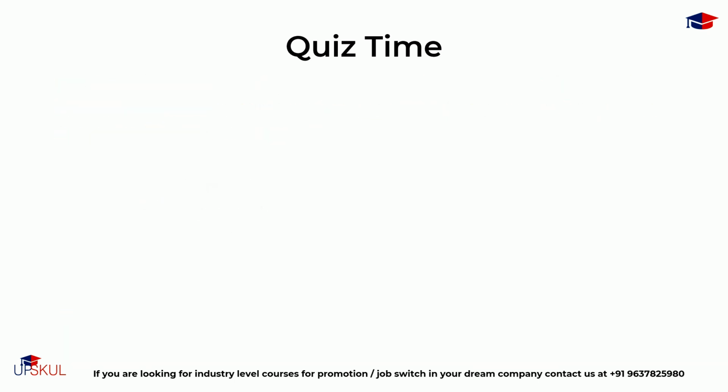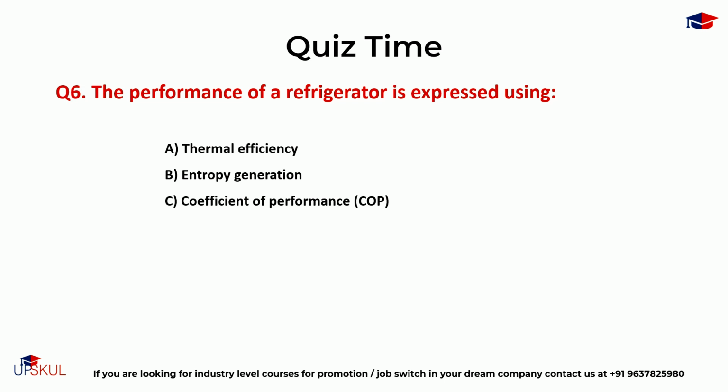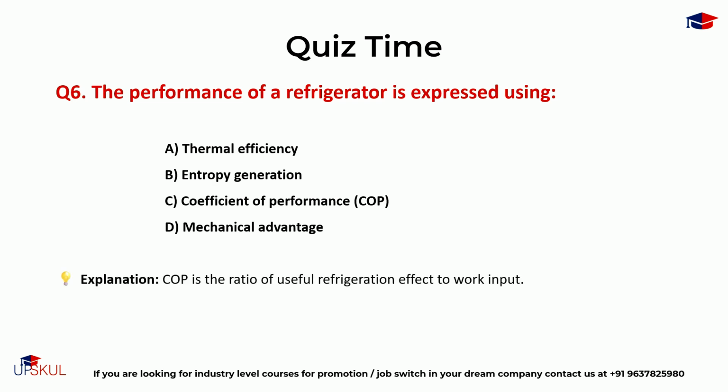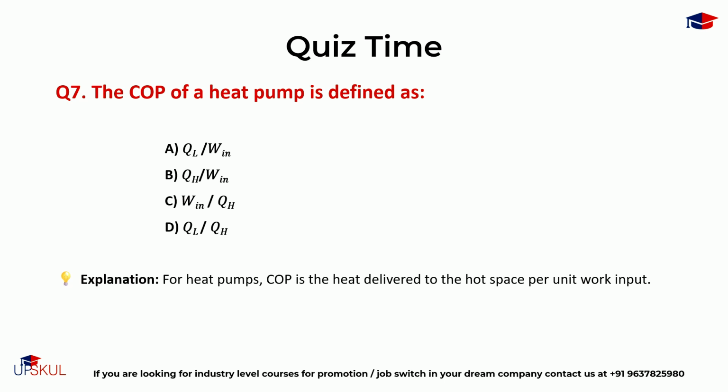Question 6. The performance of a refrigerator is expressed using A. thermal efficiency, B. entropy generation, C. coefficient of performance, D. mechanical advantage. Answer is C, coefficient of performance. Question 7. The COP of a heat pump is defined as, answer is B, because for a heat pump COP is the heat delivered to the hot surface per unit of work input.